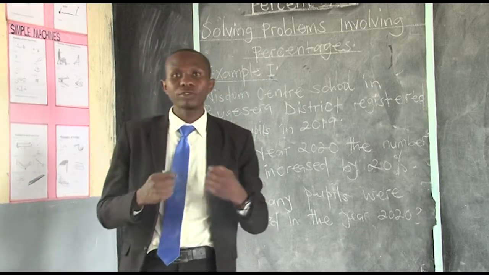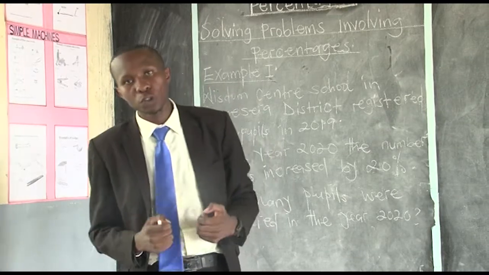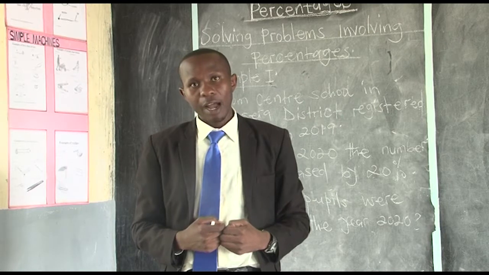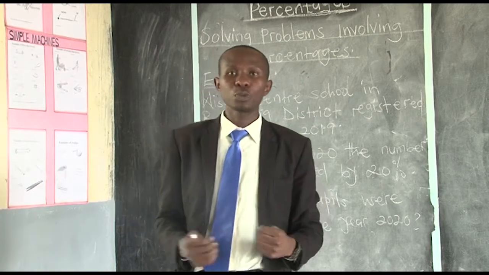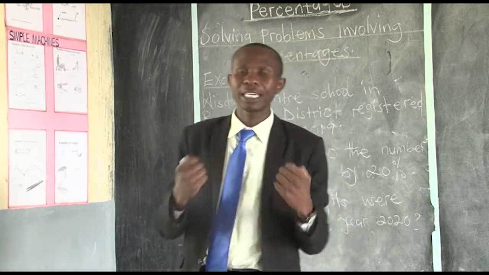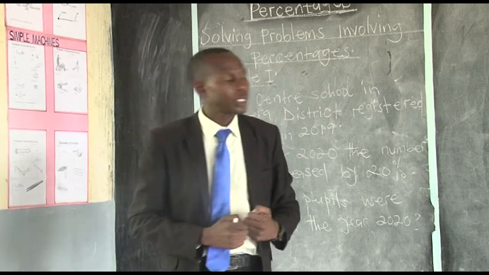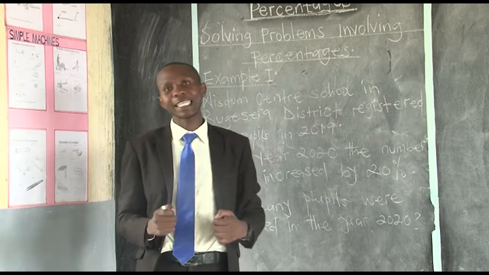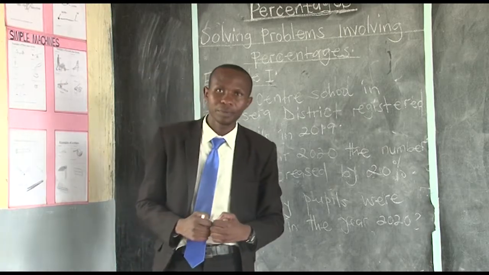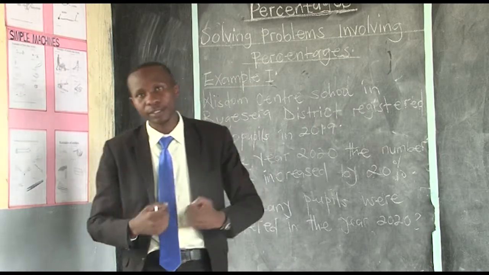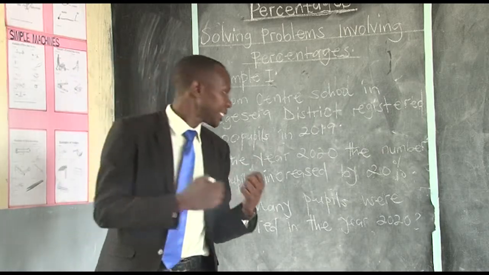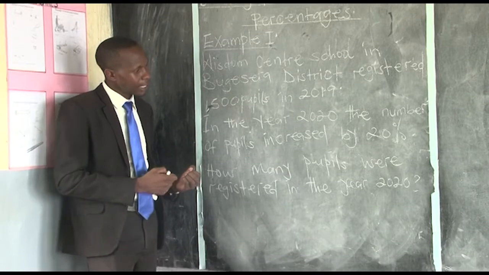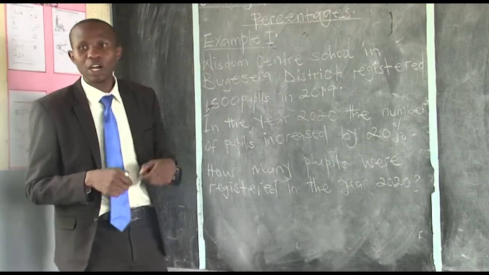And how are we going to find out the number of pupils this school is having in 2020? First of all, we have to look at the old number of pupils who were there in 2019. After identifying those pupils, we shall also have to consider what we call the old percentage and the new percentage, and the percentage increase. At the same time, we shall also need to look at the number of pupils who are now present.